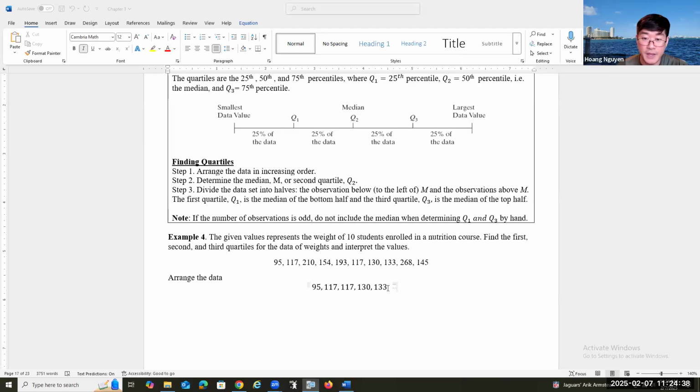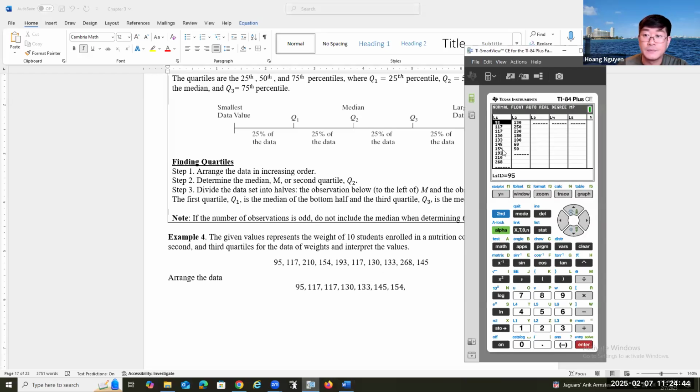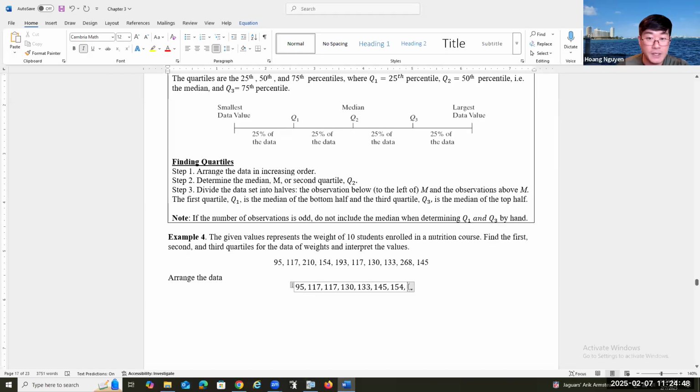145, 154, yeah, 145, 154, 193, we got 210, 193, yes, 210, and then 268 right there. So we need to arrange the data in increasing order, right? So that's what we got so far.